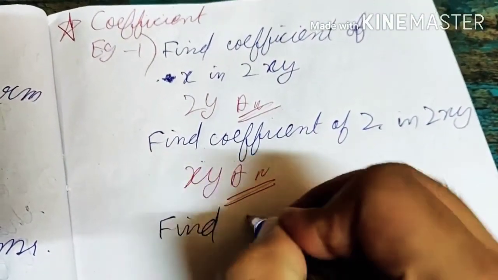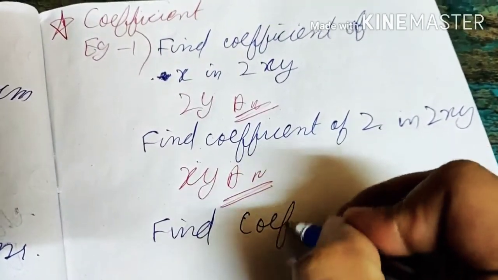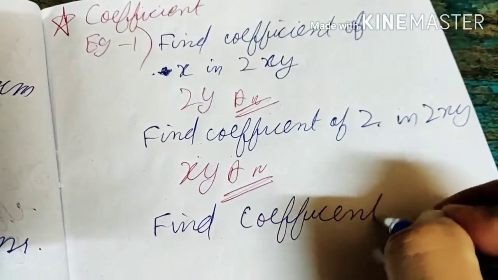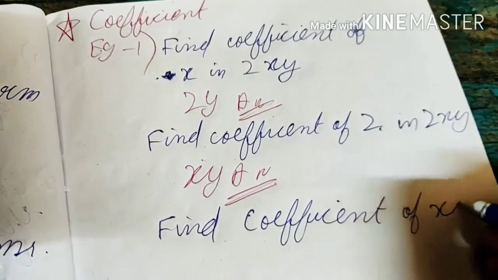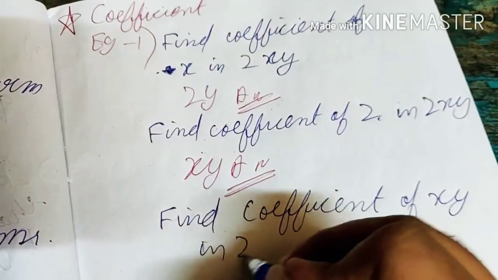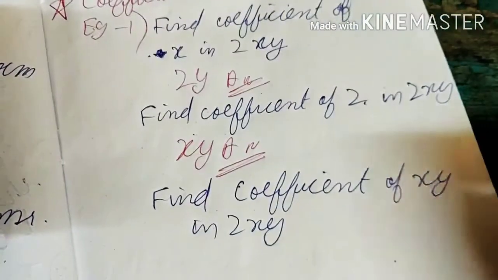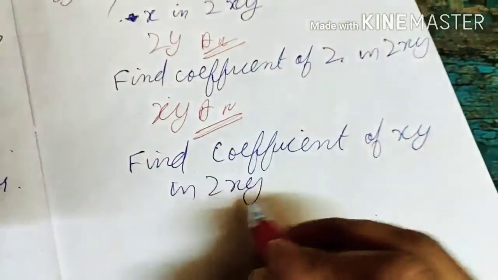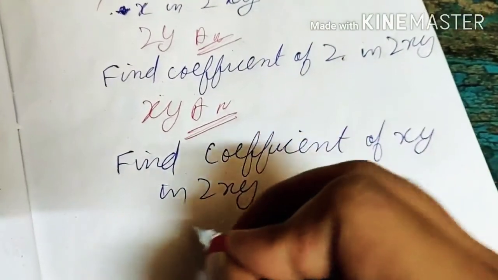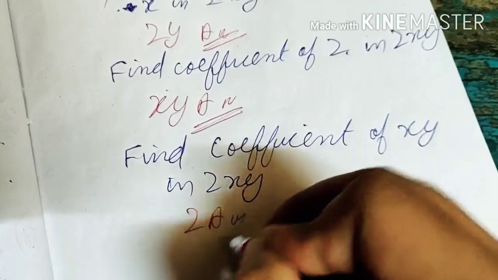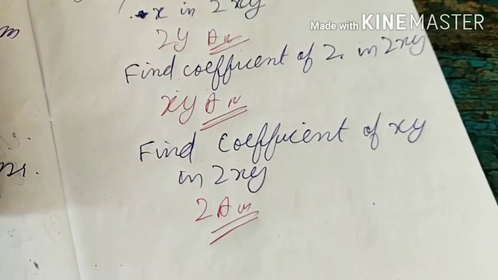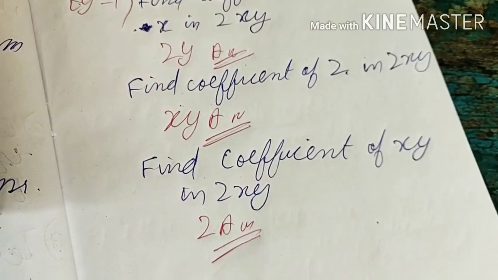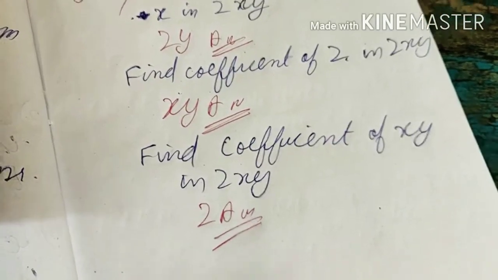Okay, so we have one more thing. Find coefficient of xy in 2xy. That is, we have to remove xy from it. Removing xy from 2xy, we are left with 2. So 2 is the answer. Means 2 is the coefficient of xy in 2xy. Okay.